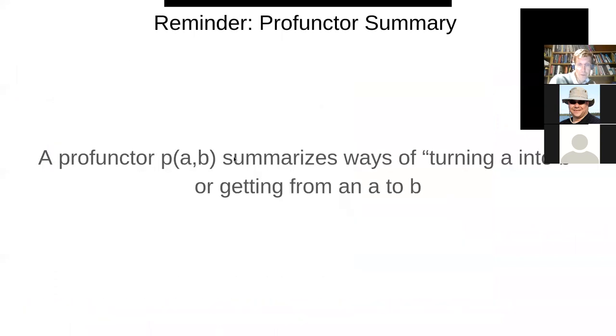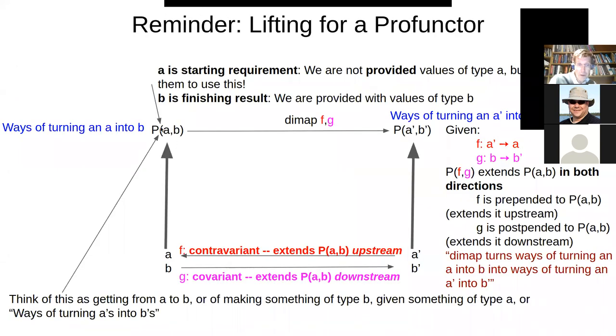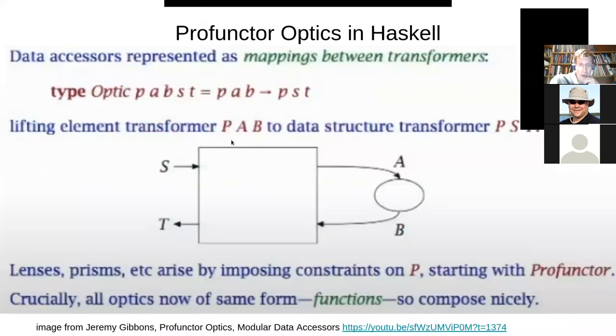This should sound familiar. It's for the same P, right? Given a PAB, you can get a PA' B'. Same basic idea. Same P that you have, and that's the nature of optics. And Jeremy Gibbons shows it like this. So we want to get something which can summarize ways of getting from S's to T's, and we can do it by way of a thing that summarizes how to get from A to B. And critically, it's a morphism, it's a function here in Haskell. And that allows us to compose it, which is very nice.